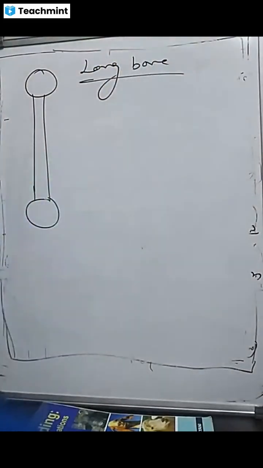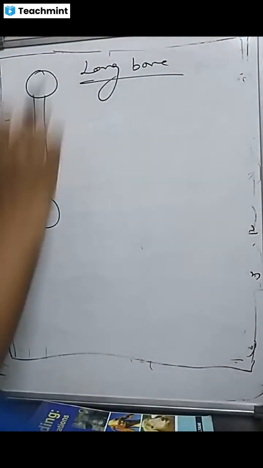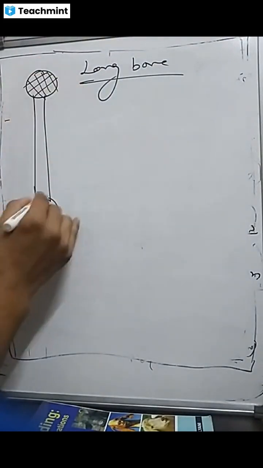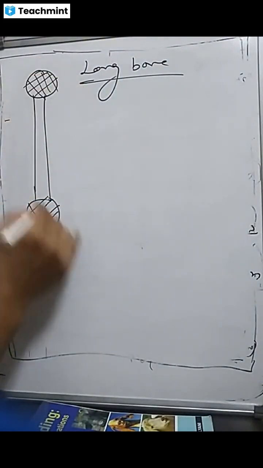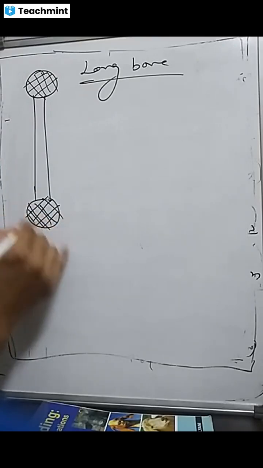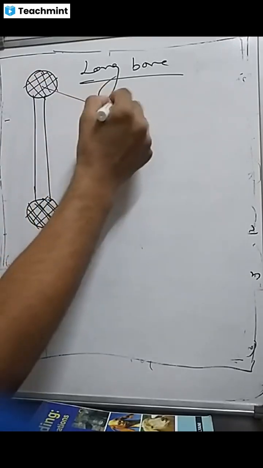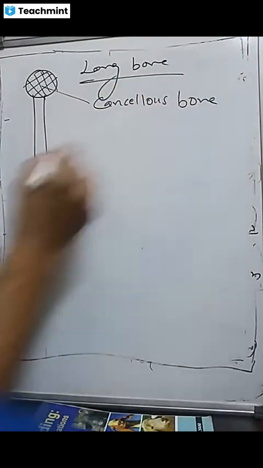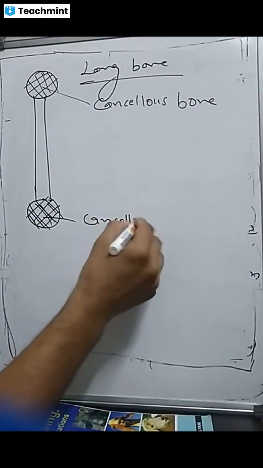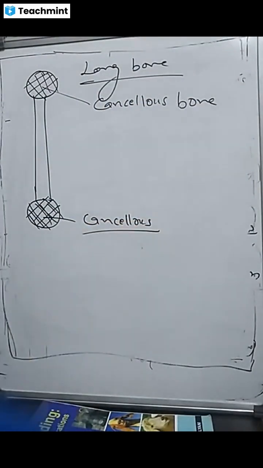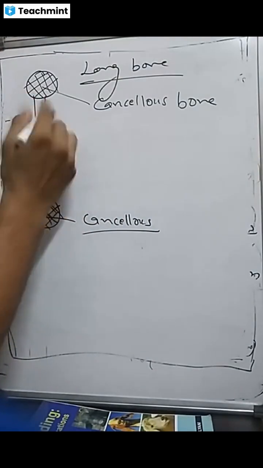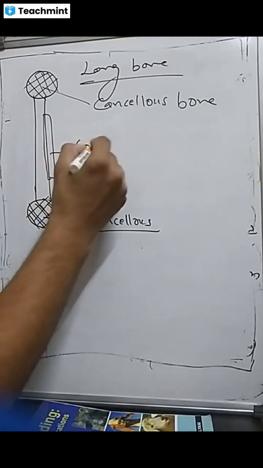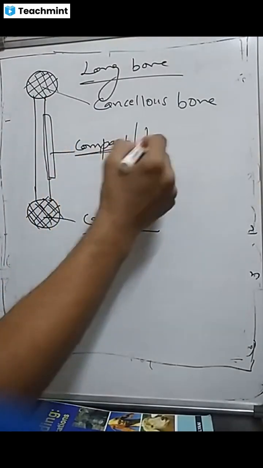A bone is having one shaft and two ends. And they have a structure like this, which is known as cancellous bone. Why is it called cancellous? And this part, if you look at this part, is the compact, that is hard.